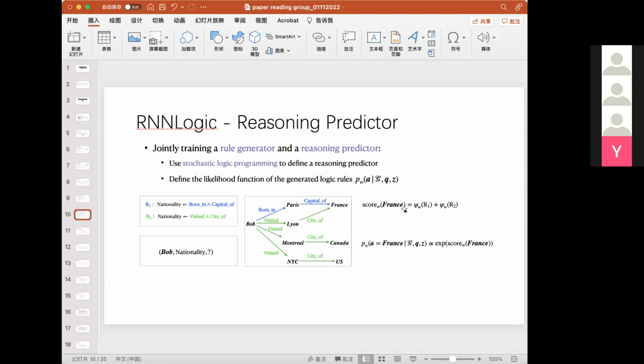Right. So the goal of the reasoning predictor is to select the top K rules from the generated rules, and then return these top K rules back to the generator.